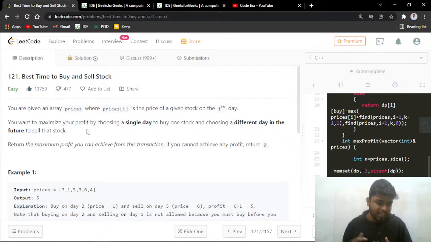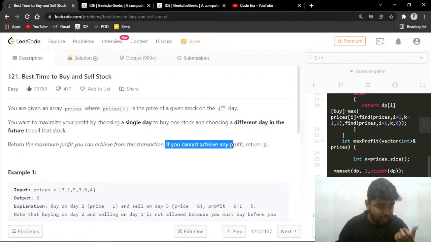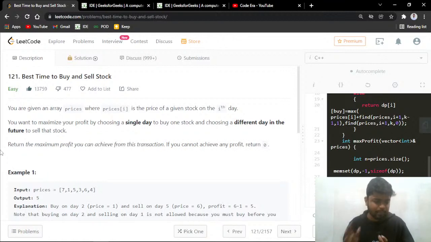So is the question clear to everyone, right? If you cannot achieve any profit, then in that case you would return 0, right? So this is the problem statement.